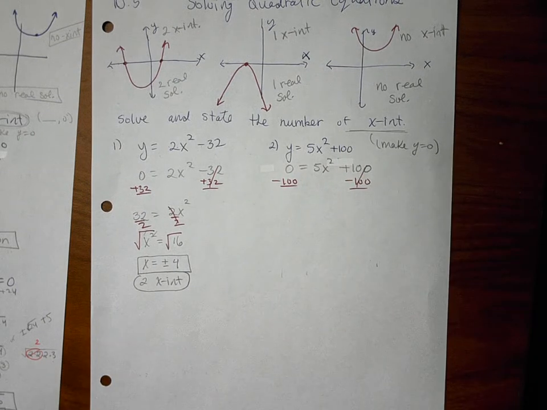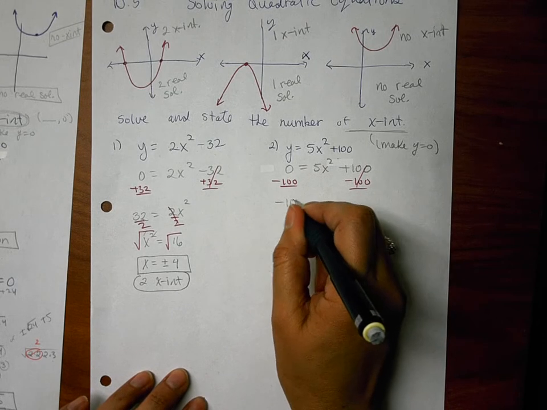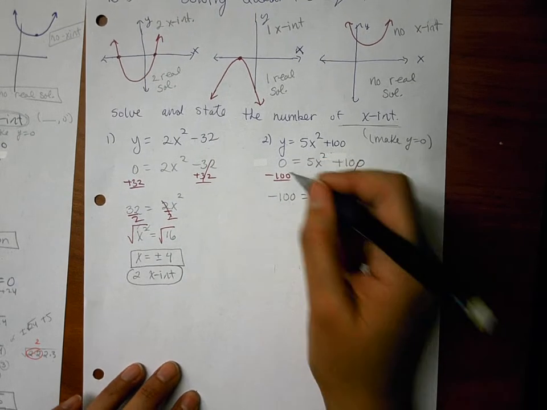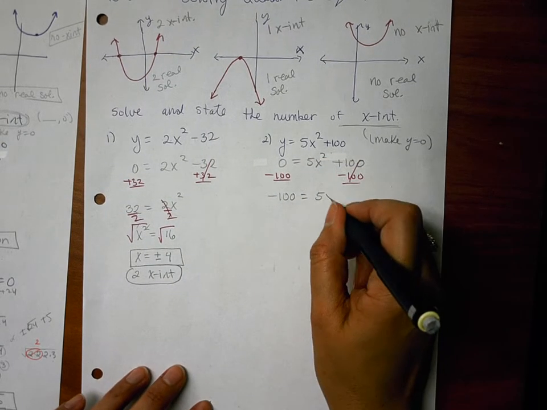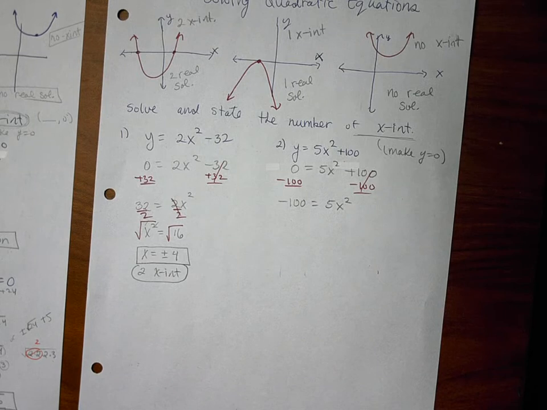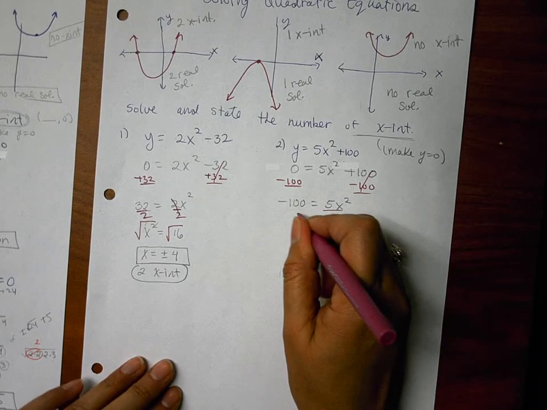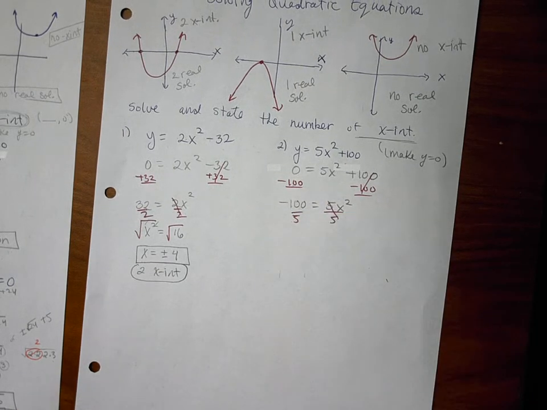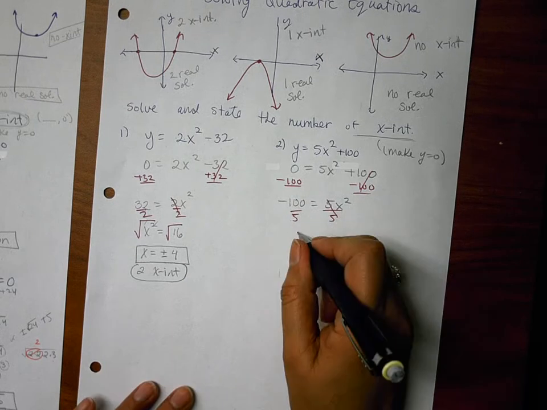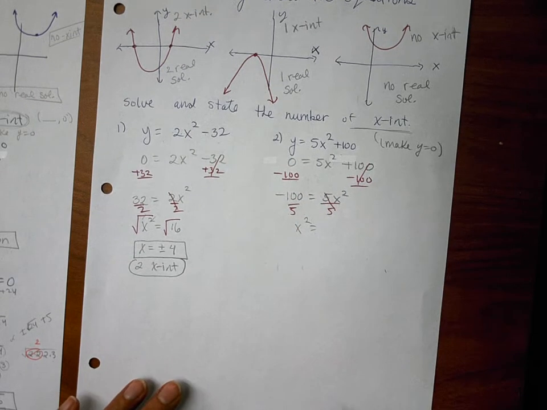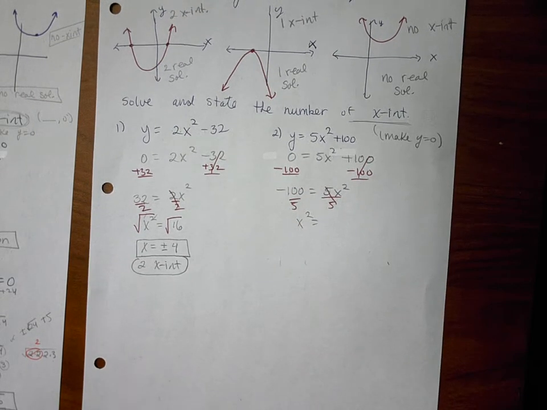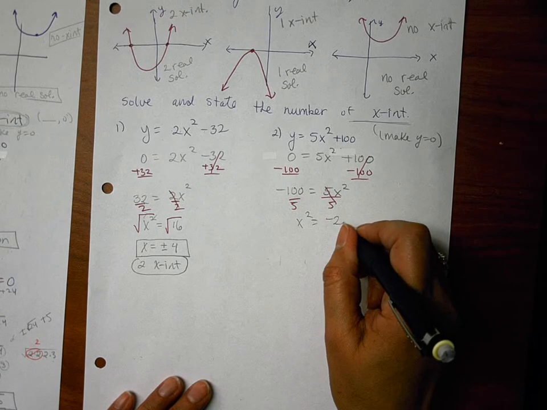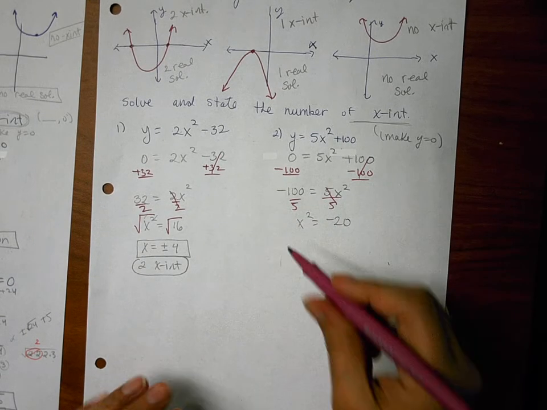Negative 100 equals 5x squared. Why is it negative 100? Because 0 minus 100 is negative 100. And then I divide both sides by 5 to isolate the variable. X squared equals negative 100 divided by 5 is negative 20. And you square root both sides.